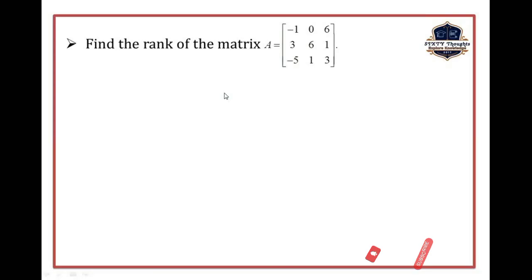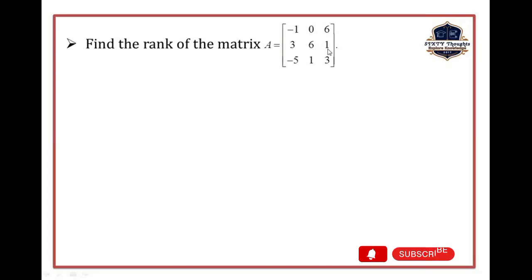Rank of the matrix satisfies two conditions. First, what is the order of this matrix? This matrix order is 3 by 3. So first we find the determinant value. Once we get a determinant value not equal to 0, therefore the rank of this matrix is 3. In case the determinant value is 0, we should not say the rank of the given matrix is 3. So we get only the rank of this matrix as either 1 or 2.